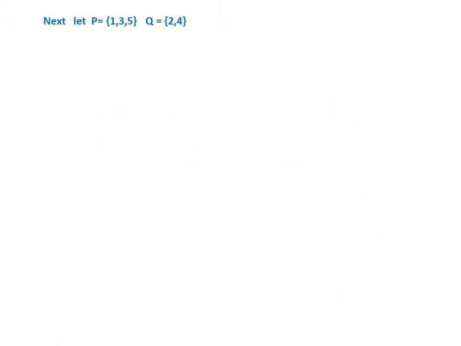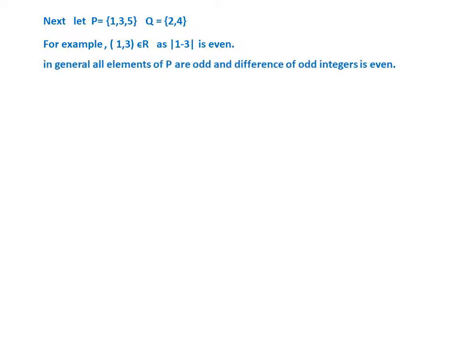Next, let us take P equal to {2, 3, 5} and Q equal to {2, 4}. For example, 1 and 3: if you take one element from P and another element also from P, 1 and 3, 1 minus 3 is even. In general, the difference between any two odd integers is always even. So every odd integer is related to every other odd integer, even if it contains more elements.